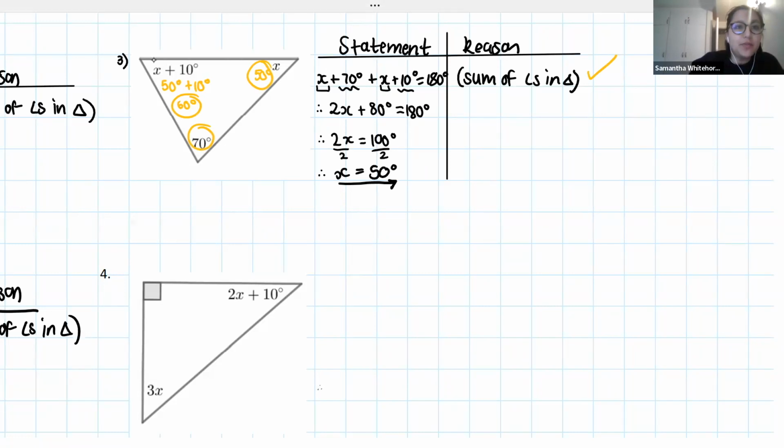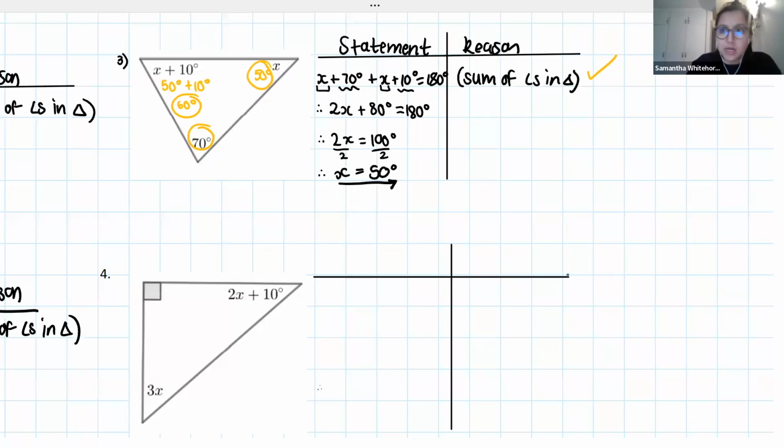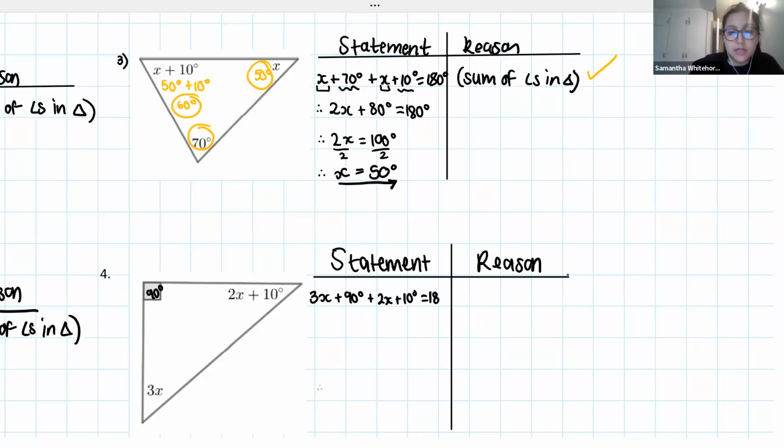For question 4, the thing you needed to remember here was that anytime we see that little square in any sort of shape or on any sort of geometric diagram, whether it's between 2 lines or in a triangle, what we're working with is a 90-degree angle or a right angle. I've said this to you before, we don't have to write 90 degrees. We just expect you to know that that square means 90. And so now we can do our working out. 3x plus 90 plus 2x plus 10 must give us 180 degrees, all because of sum of angles in a triangle.